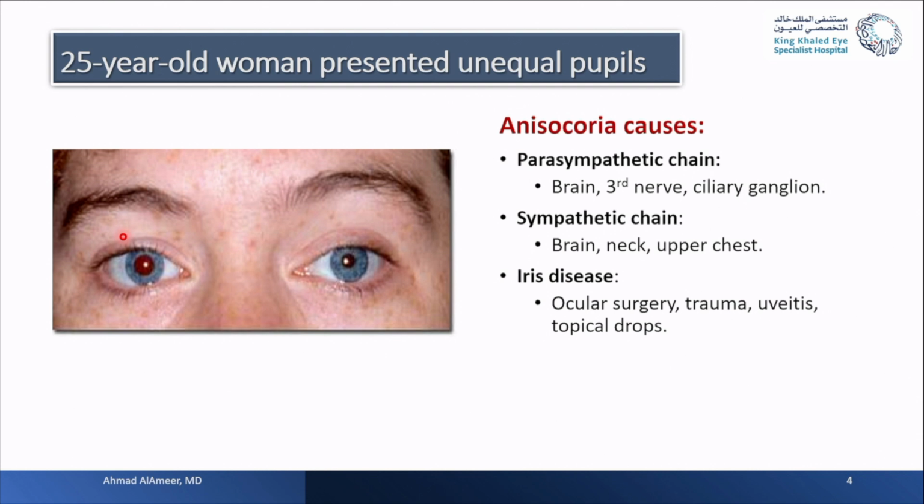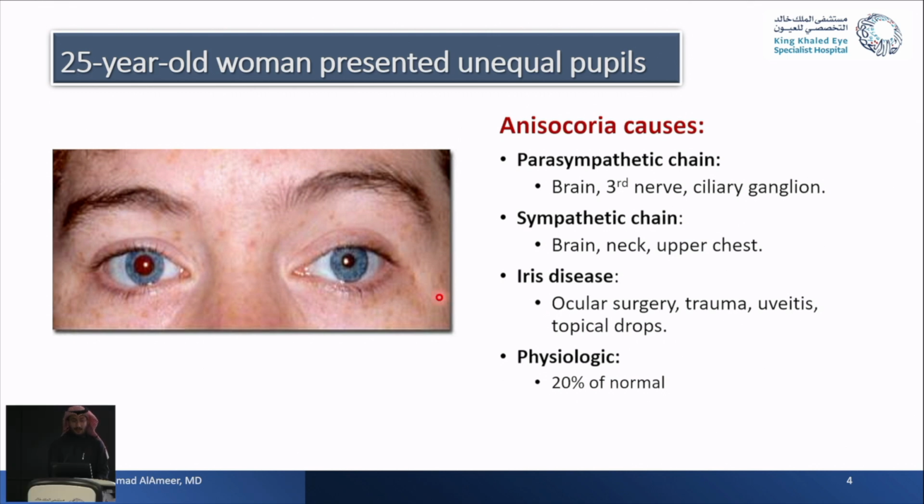Or it could be other causes, like iris disease, from surgery, trauma, uveitis, leading to pseudosciatica, or topical drops. You have to look at these differentials in your history and examination. Or it could be physiologic in 20% of the cases, as 20% of normal patients can have physiologic anisocoria. Okay, what if I tell you the left eye is the problem, is the abnormal one?